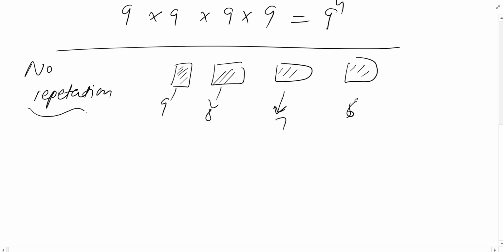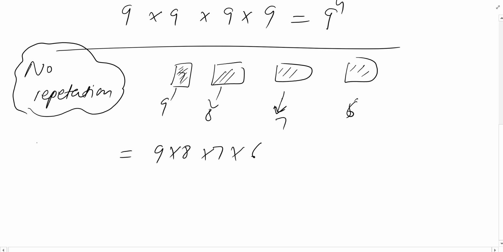That means if you fill, let's say, 7 there, now we cannot fill 7 in the second spot, but you could put 8 or 9 or something. So then we have one less, and the total number of ways is going to be 9 multiplied by 8 times 7 times 6. That's the total number of codes that we can create for making a lock.